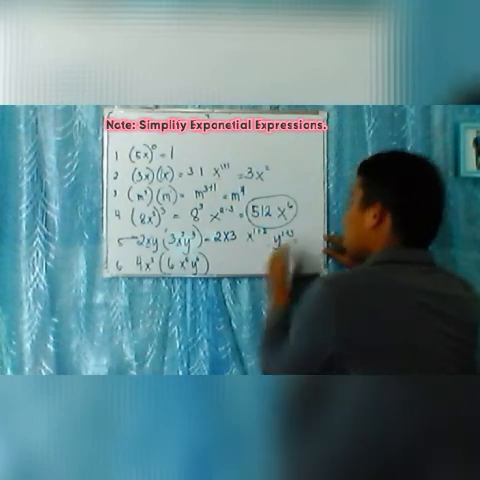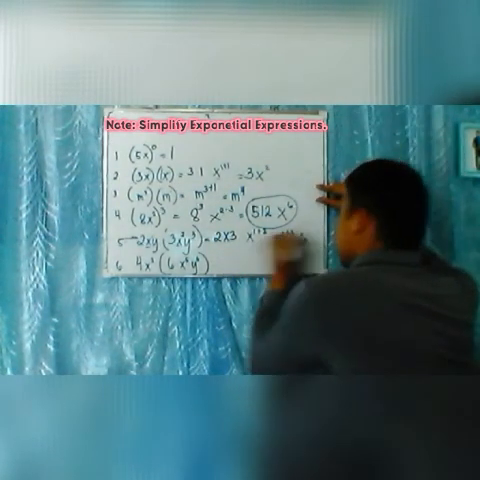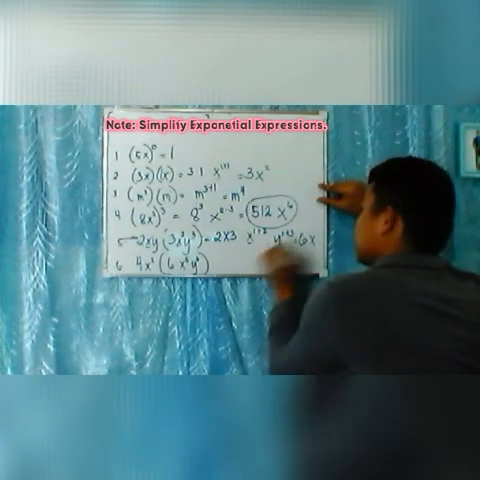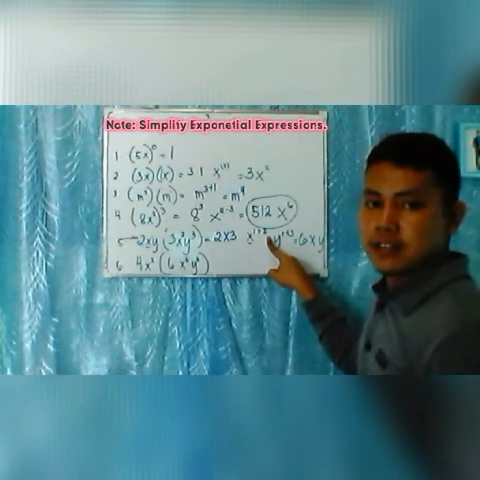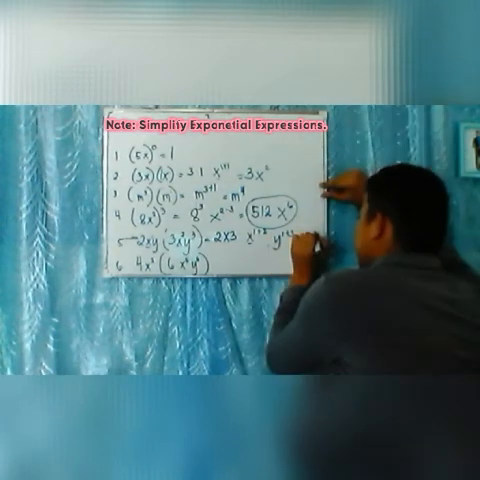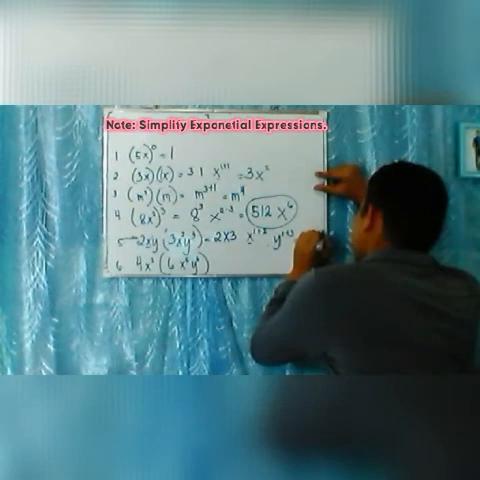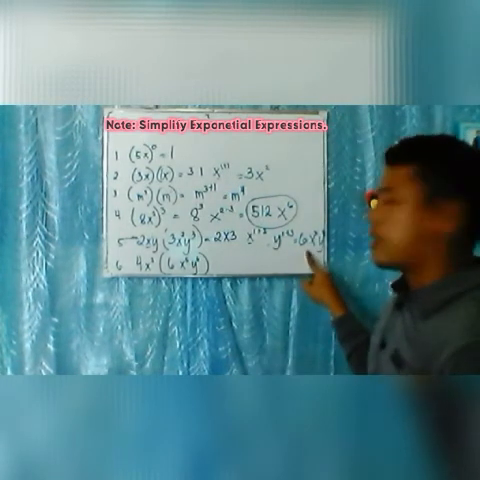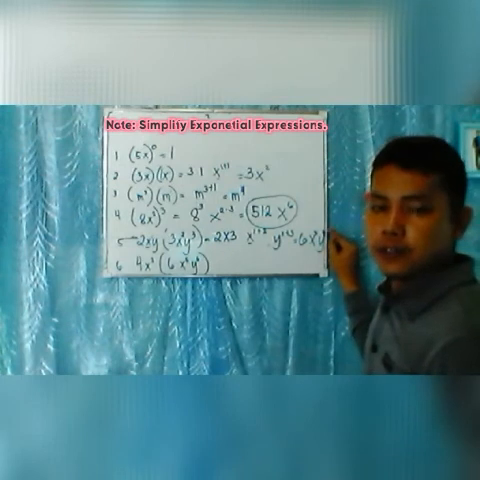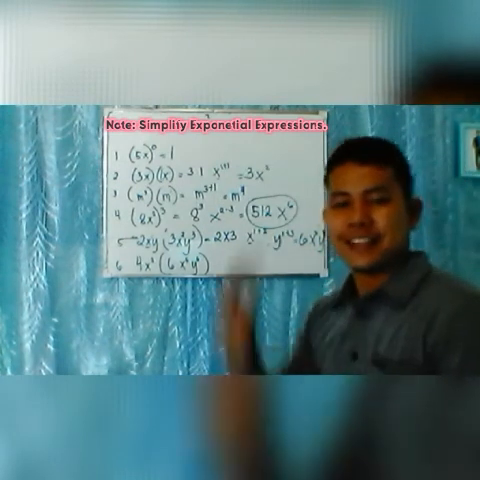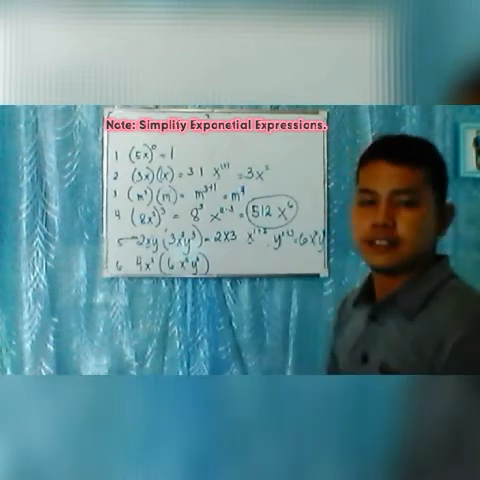So therefore, your answer here, 2 times 3 is 6. You copy your variables x and y. So, 1 plus 3. 1 plus 2, rather. It's very good, 3. So 1 plus 3 is 4. Very good. So this is your final answer: 6x cubed and y raised to the power of 4. Who got it right? Raise your hand. Wow, very good.